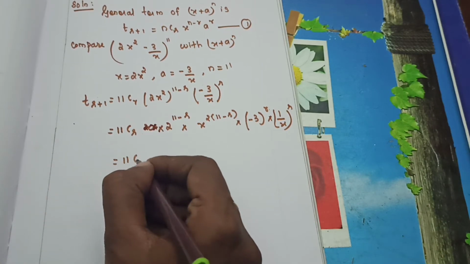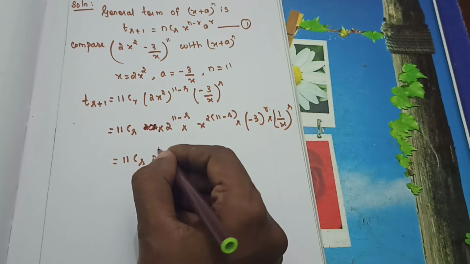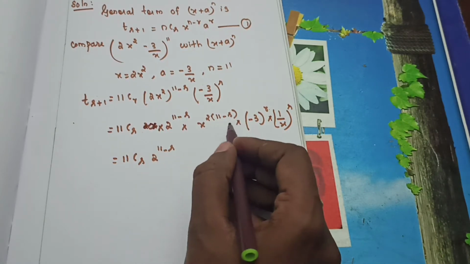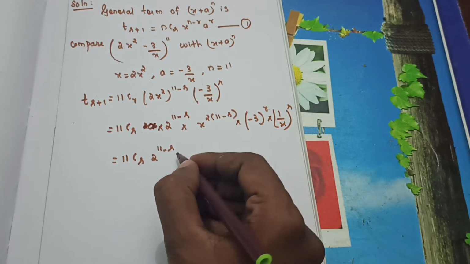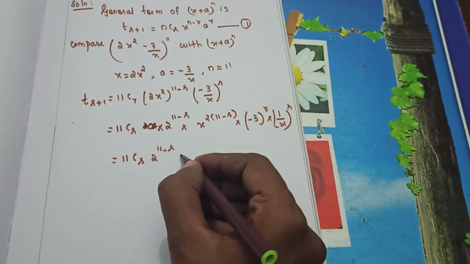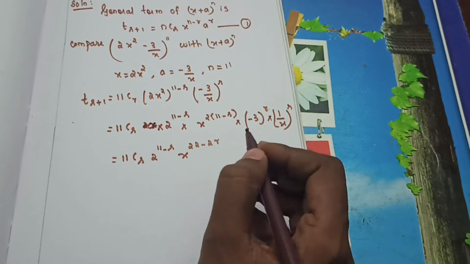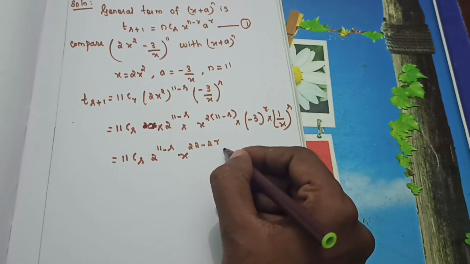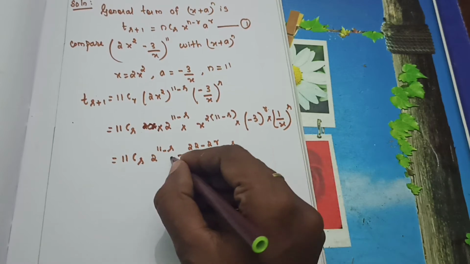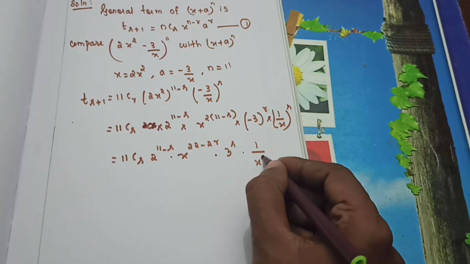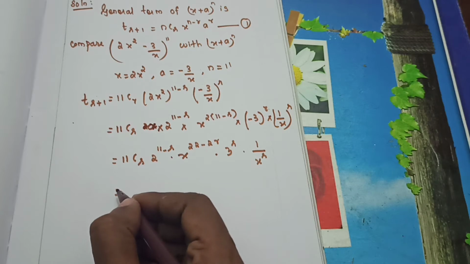So that's equal to 11Cr 2 power 11 minus r, x square the whole power into 11 minus r. Is it right? So what's the value we get? x power 22 minus 2r into 3 power r, everything into 1 by x power r. So the meaning is 1 by x power r.